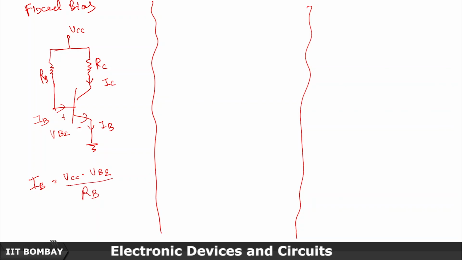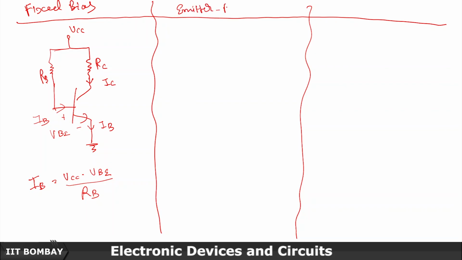Okay. And this is the case of emitter bias configuration, and this is the case of voltage divider bias configuration.